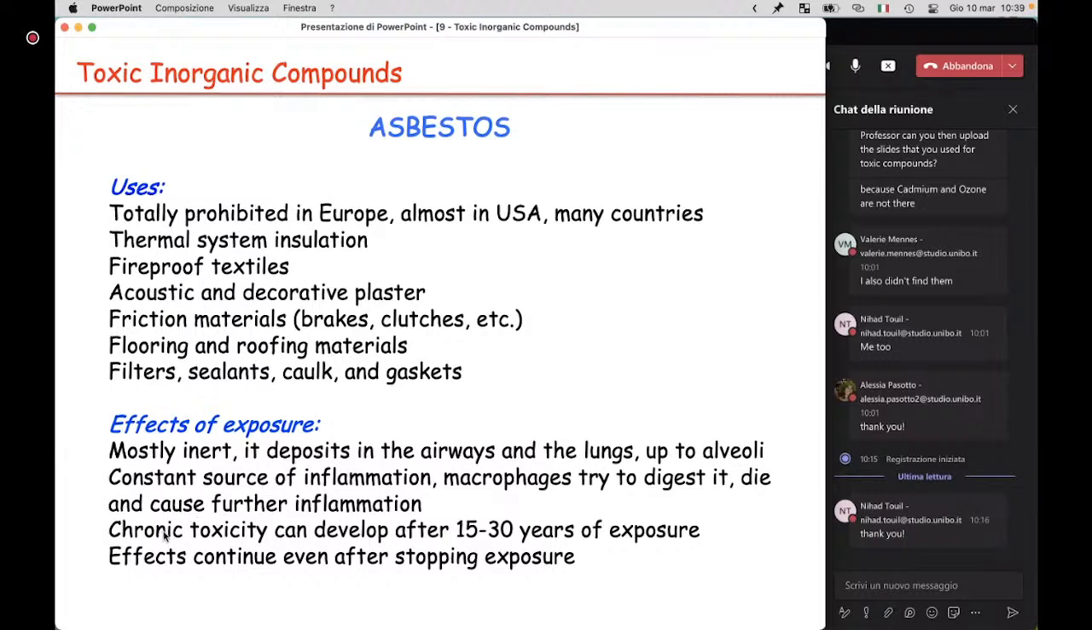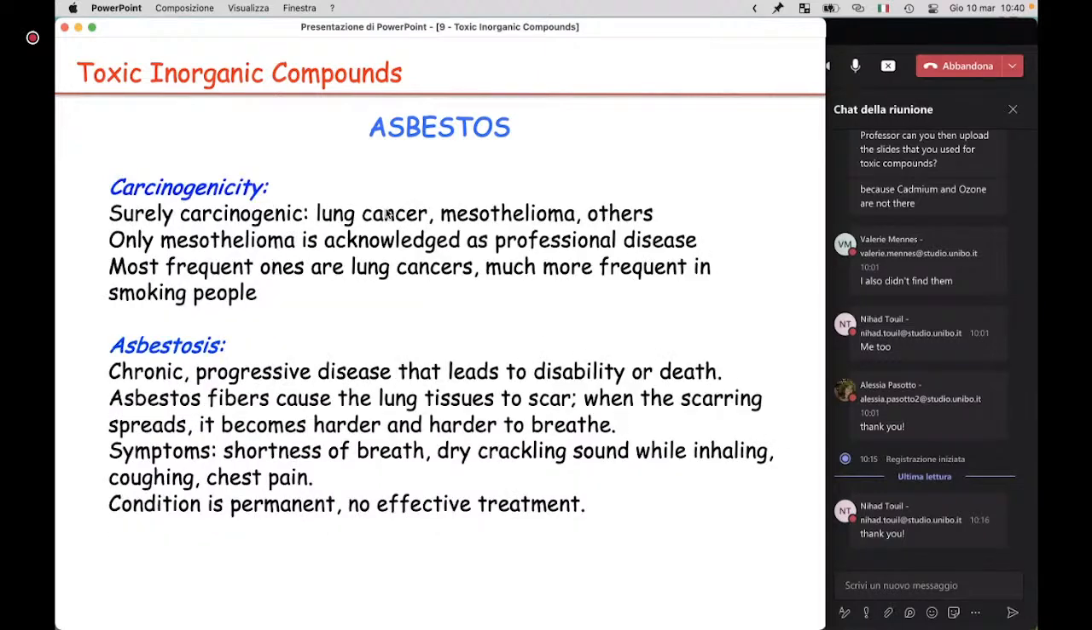So you have a chronic toxicity that develops over time, even 15 or 30 years after you begin being exposed to the material. And of course, since the material is completely inert, it will stay there. Its effect will continue even if you stop exposure. Unfortunately, one of the most important effects of asbestos is, through permanent inflammation, the stimulation of carcinogenesis. And so you may imagine what happens to people, for example, involved in the manufacturing of asbestos in the past. So asbestos is surely carcinogenic, in particular, of course, in the exposure location, which is the lungs, and it causes a very specific kind of cancer.